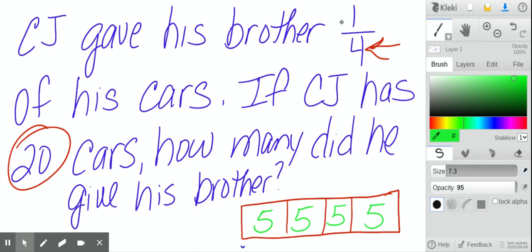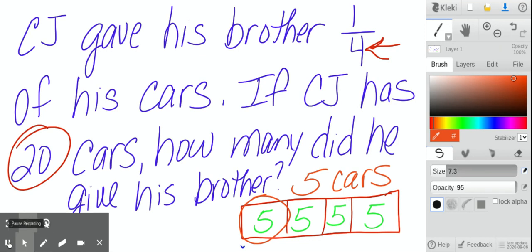Well, if CJ gave his brother 1/4, so 1 out of the 4 parts, CJ gave his brother 5 cars because he only gave him 1 of the 4 parts. So then that means he gave his brother 5 cars. So sometimes drawing a picture really does help you figure out an answer to a problem.